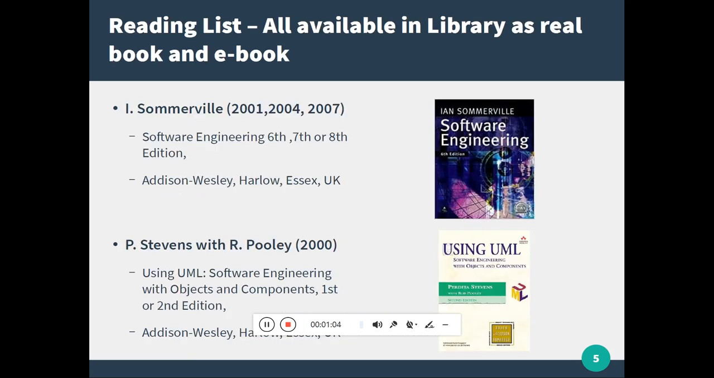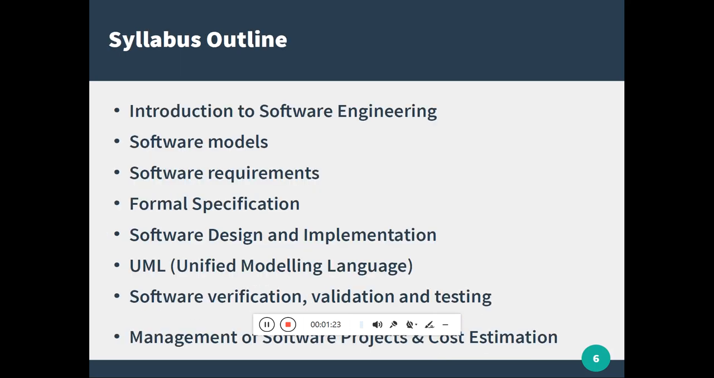Then we're going to talk about the software engineering reading list. These are the recommended textbooks. You do not need to buy them, and there are many of the reading books in the library. You can borrow them. And then the syllabus, which is divided into 8 parts.